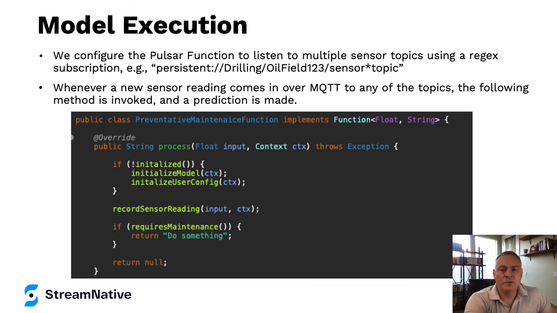Secondly, a method that records each sensor reading inside an internal map is executed. This allows us to have access to the most recent value for each sensor stored directly in memory so that we can provide it as part of the feature vector to the model. Lastly, the model is then executed against the most recent data set, and a determination is made as to whether the platform requires preventative maintenance or not.